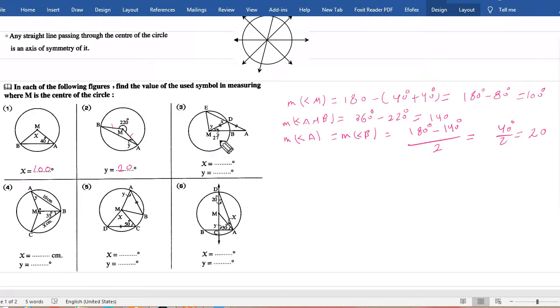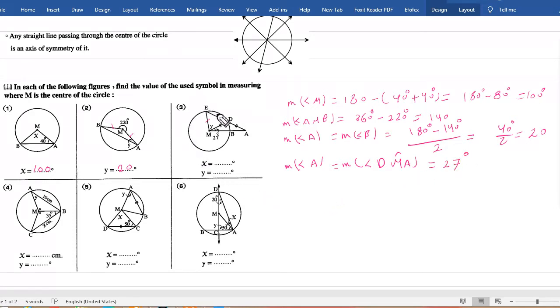Third figure: find the value of X and Y. MD equals DE and equals ME. Then you can find the measure of angle EDM. Since DM equals DB, the triangle DAM is an isosceles triangle. The measure of angle A equals the measure of angle DMA, which equals 27.